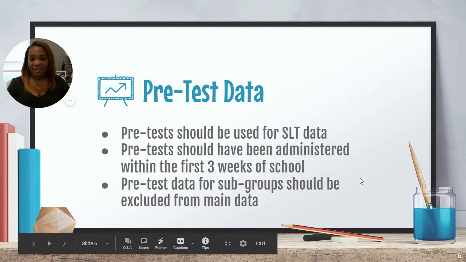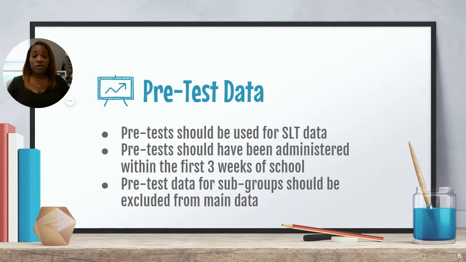Once you have that content, then you can give your pretest. So your pretest should be used for SLT data. The pretest should be administered within the first 3 to 4 weeks of school. We typically give a little longer in high school because you're going to constantly have classes switching. That's another thing they don't teach you in your teacher preparation program.